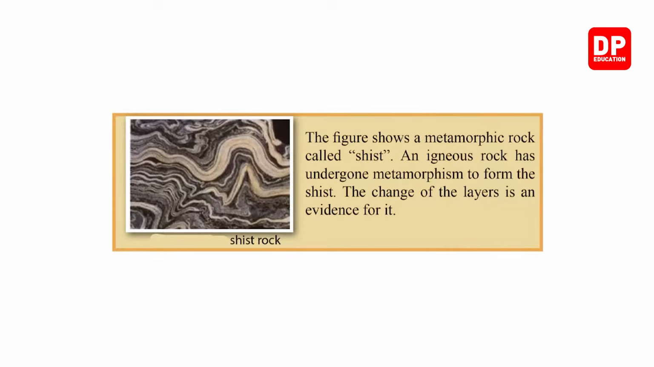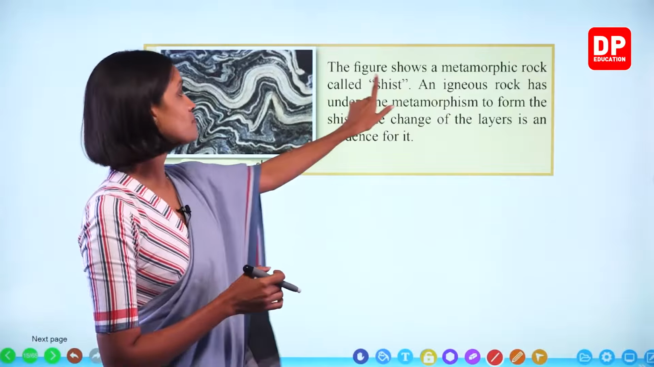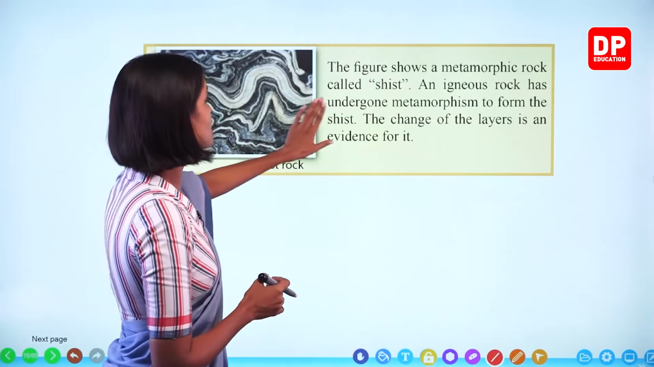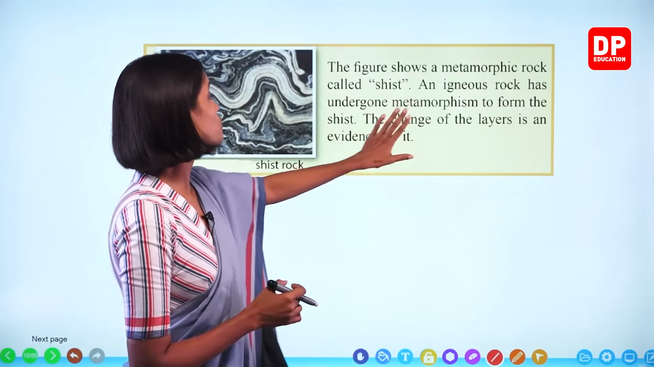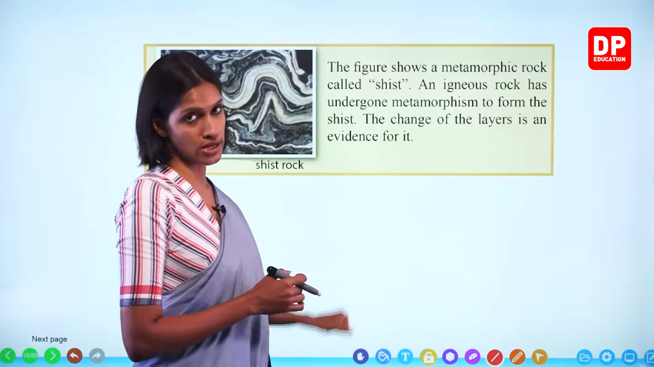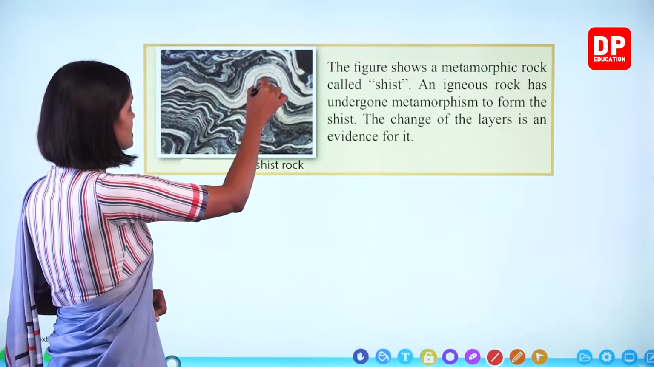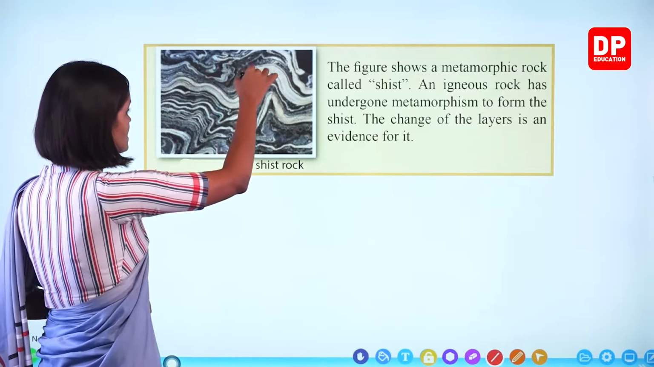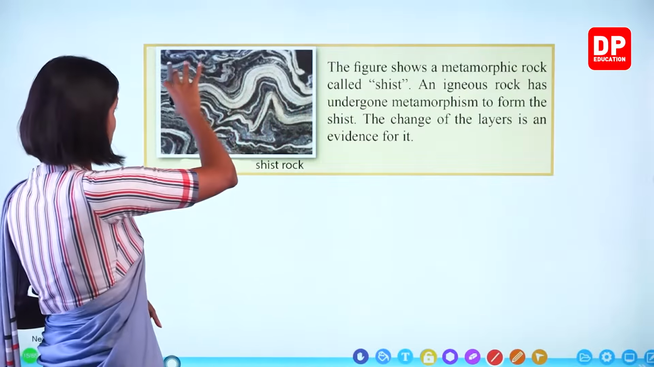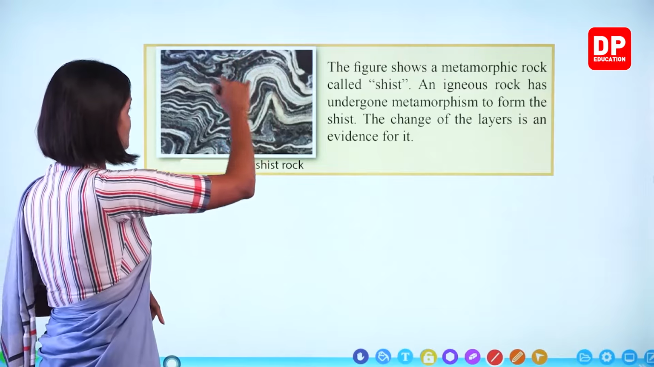Here we have an additional knowledge part. Look at this picture. It is schist rock. The figure shows a metamorphic rock called schist. An igneous rock has undergone metamorphism to form the schist. The change of the layers is evidence for it. Right? Look at these layers. These layers have changed here. They are not straight. They are not present as straight lines.